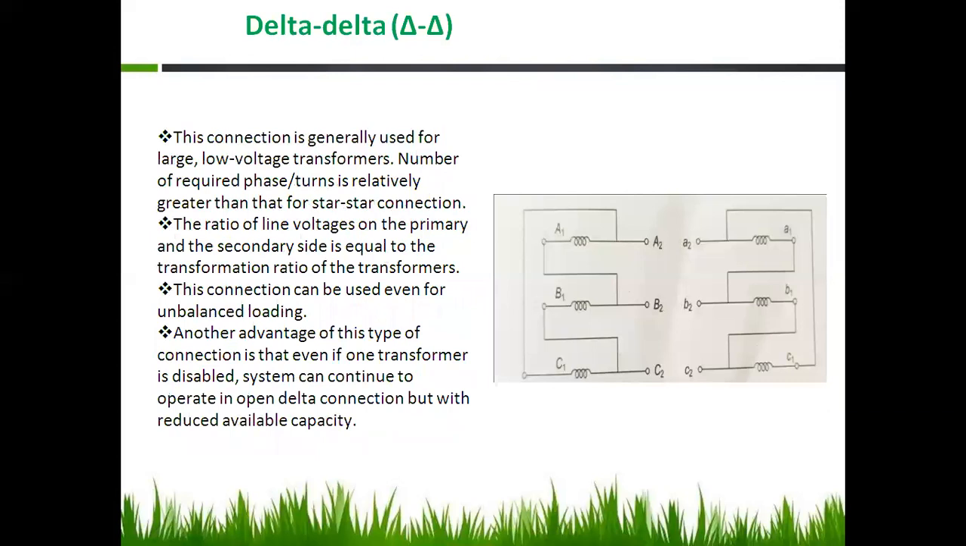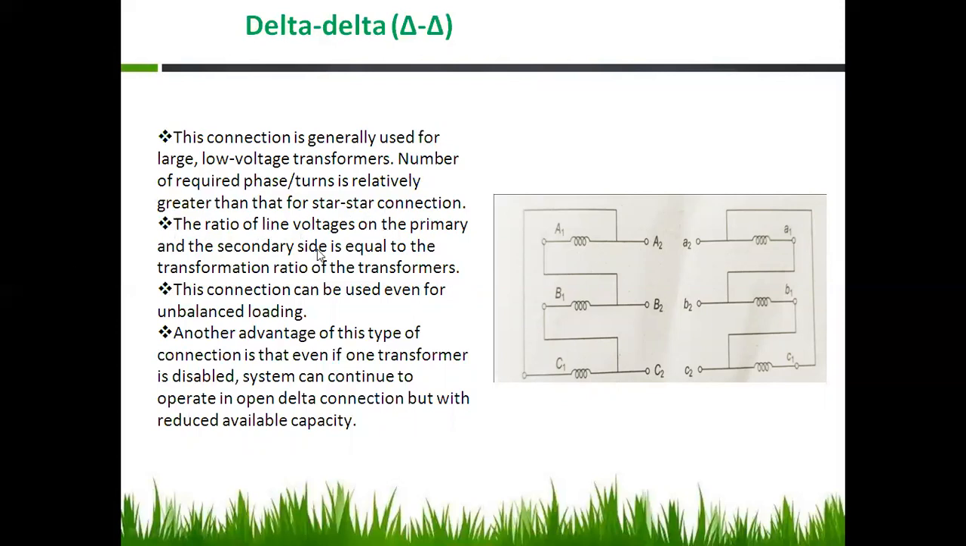So another is the delta-delta connection. This is the common figure for the delta-delta connection where the primary and the secondary both are connected in delta. This connection is generally used for large low voltage transformers. The number of required turns per phase is relatively greater than that for the star-star connection.